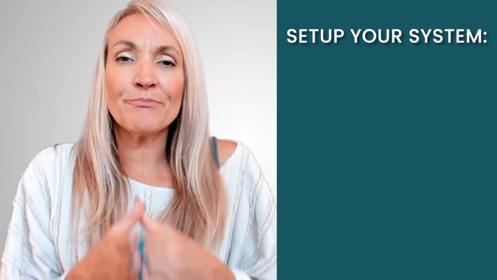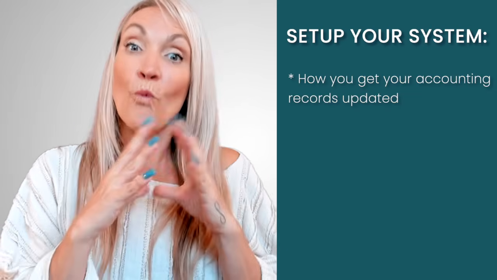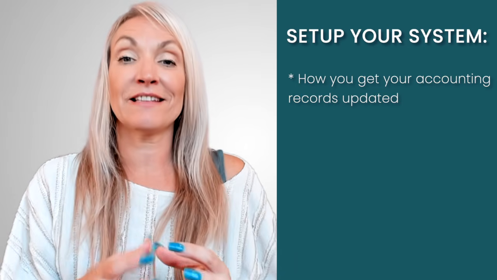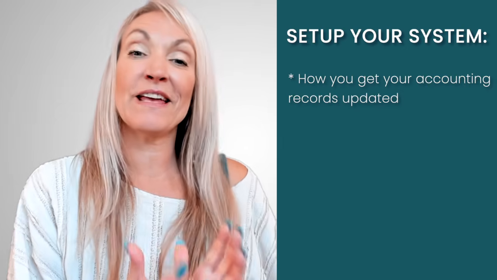Next, we're going to talk about how to set up a simple accounting system for small business. So an accounting system is basically how you get those income and expense items into your accounting record, that one place where you track everything. So remember, if you're using accounting software, you need to make sure that everything is being tracked in the accounting software. If you're using a spreadsheet, you want everything to be in that spreadsheet.